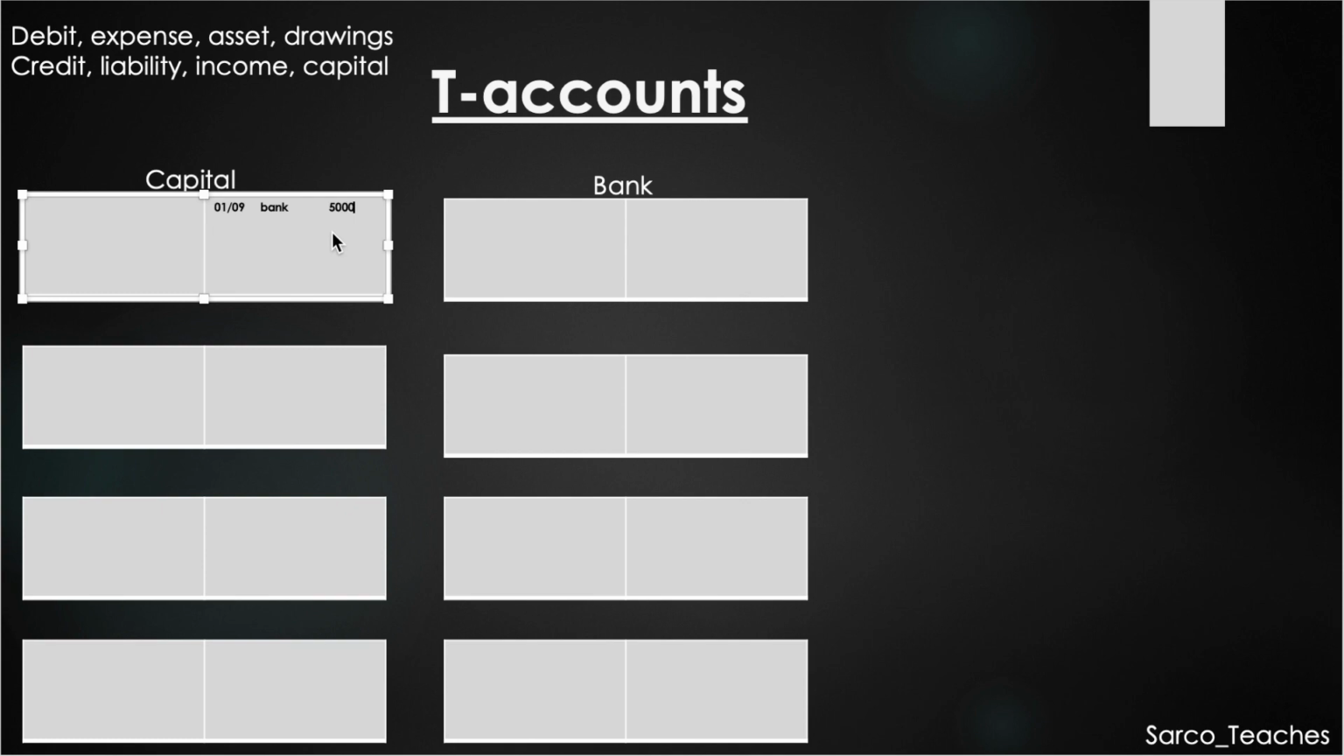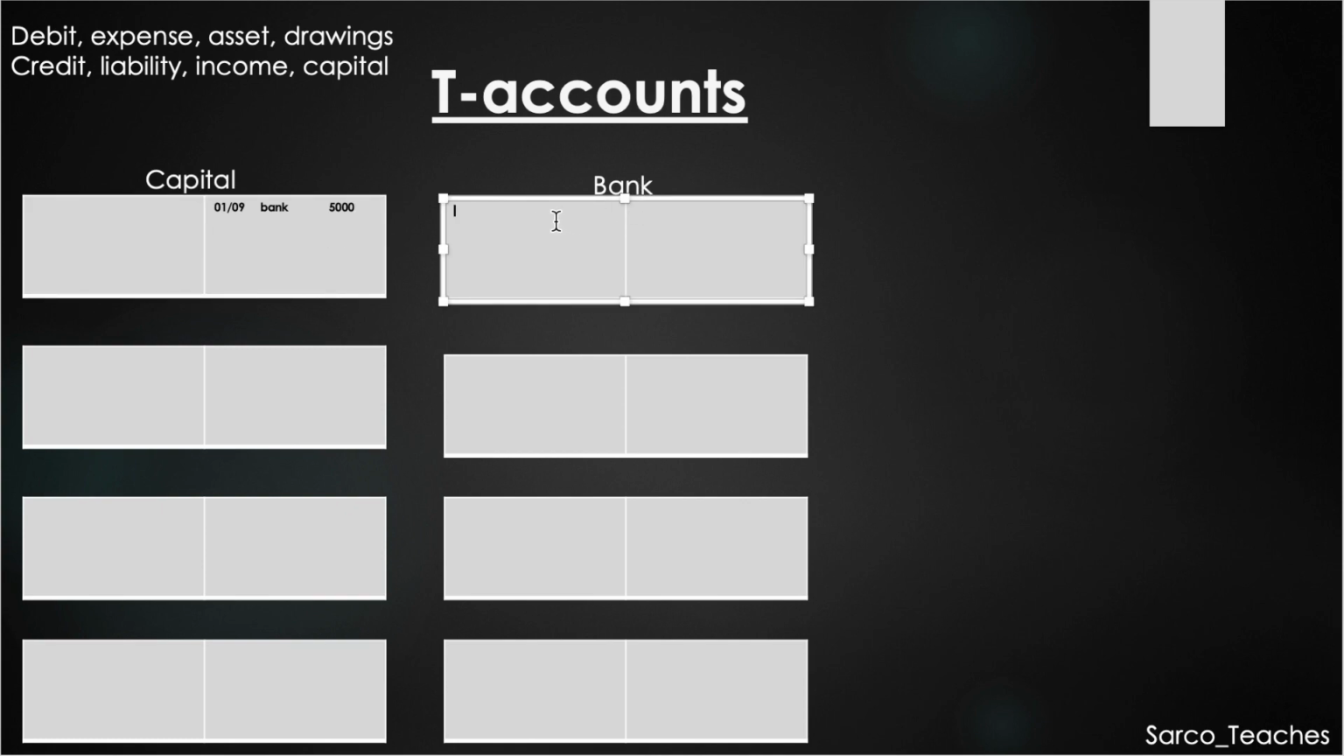So now we've done that, we basically do the same for bank. However, bank is an asset, and DEADCLIC tells us that assets increase on the debit side, meaning the left side. So again, we put the date, which is the 1st of September. For detail, we put capital, basically the opposite. And then for the amount, we put 5,000.